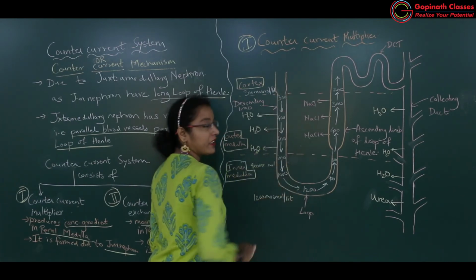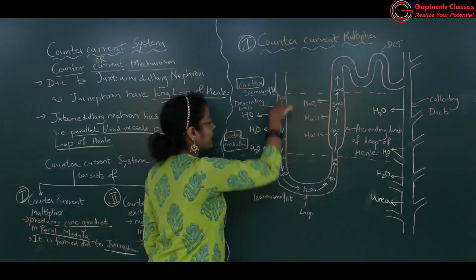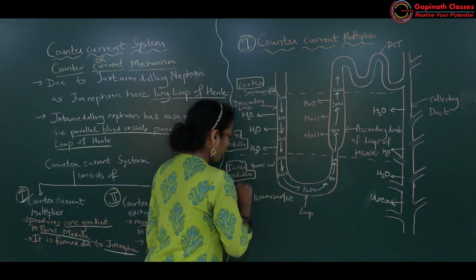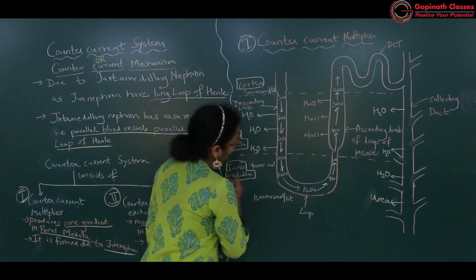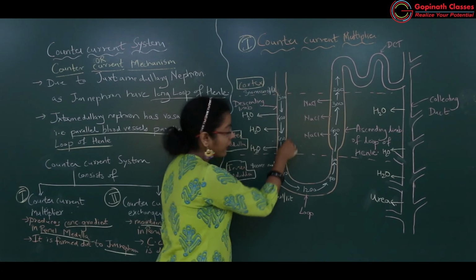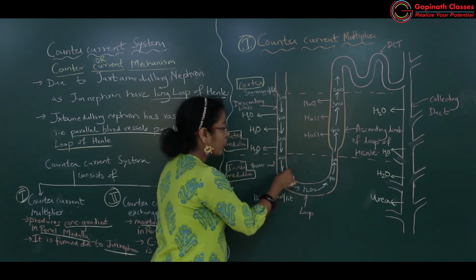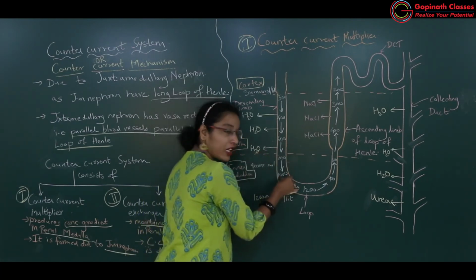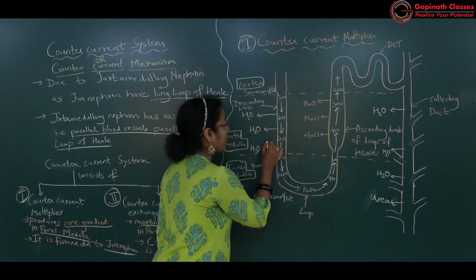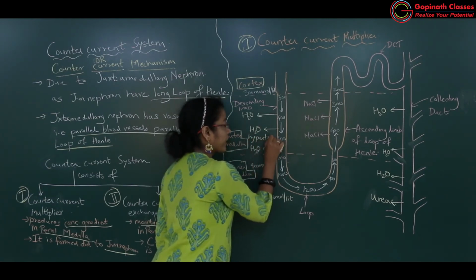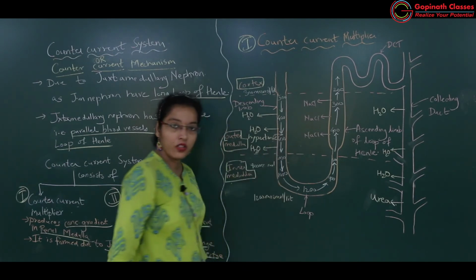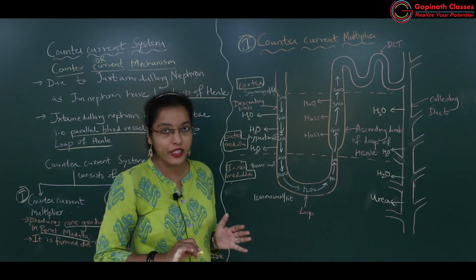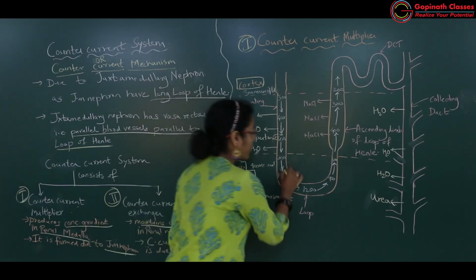Means what is happening here? The nephric filtrate, as it is going down in the descending limb, its concentration is increasing. Salt का concentration बढ़ रहा है, वाटर बाहर जा रहा है, आयंस ज़्यादा हो रहे हैं नेफ्रिक फिल्ट्रेट में, means it is becoming hypertonic.